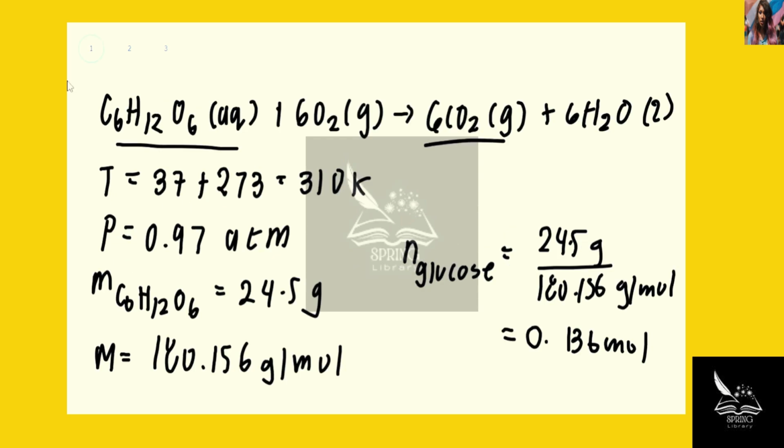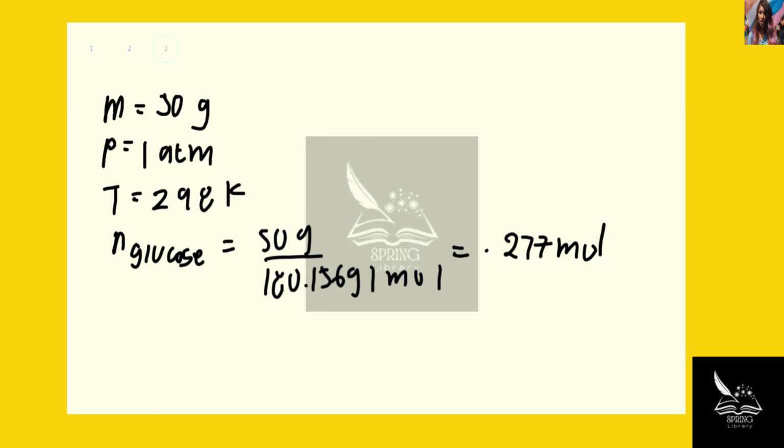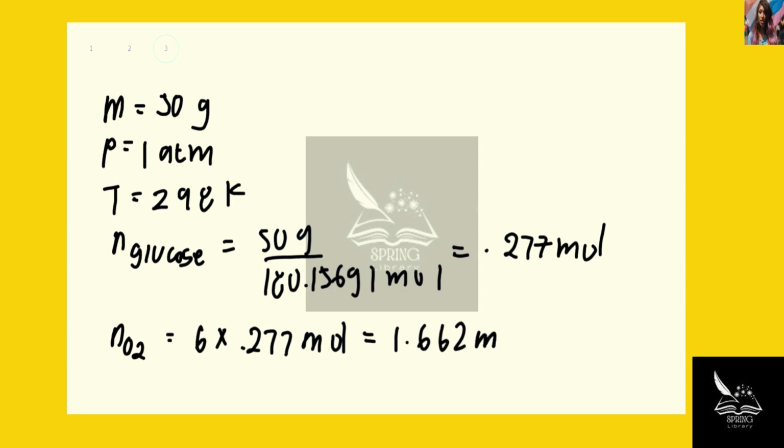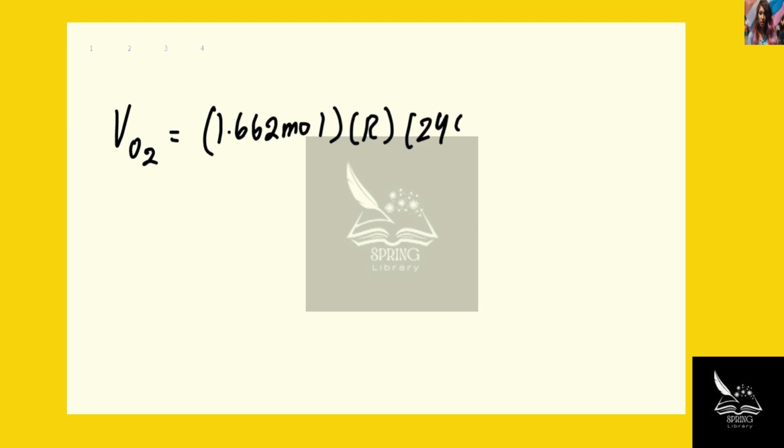Now, from our chemical reaction, we know the number of moles of O2 is equal to 6 times the number of moles of glucose, which is 0.277 moles. That gives us 1.662 moles. Now, using our ideal gas equation, we know the volume of O2 is equal to 1.662 moles times R times 298 Kelvin over 1 atm, which gives me 40.66 liters.